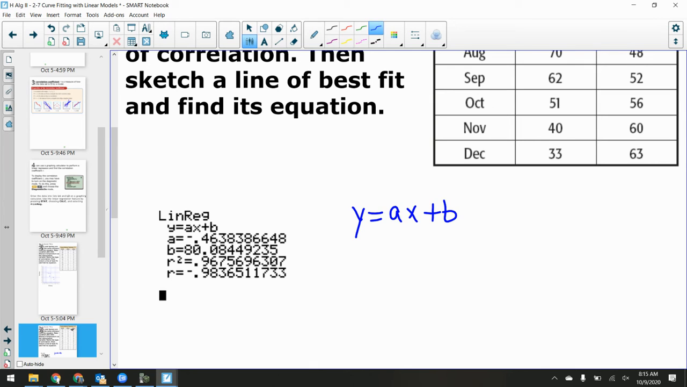Slope-intercept, where a is the slope, right? It tells me my a and b value. My slope, my a value is negative 0.4638. Y equals negative 0.4638. I always like to go out to 4 decimal places when doing this process, but it all depends. Plus 80.0845. And that's the equation of the line of best fit.